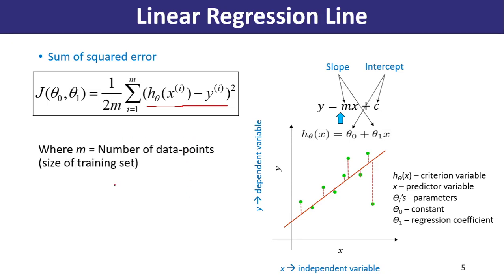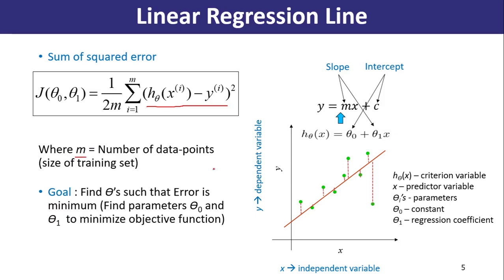Okay, now as I stated, m is the number of data points or size of our training data. And what is our goal? Our goal is to find theta such that error is minimum. So look at this figure. If these are the data samples, and if this denotes our regression line, then this vertical line indicates the error associated with every sample.